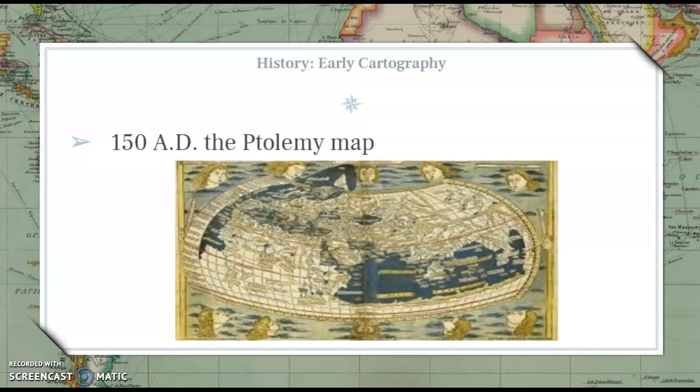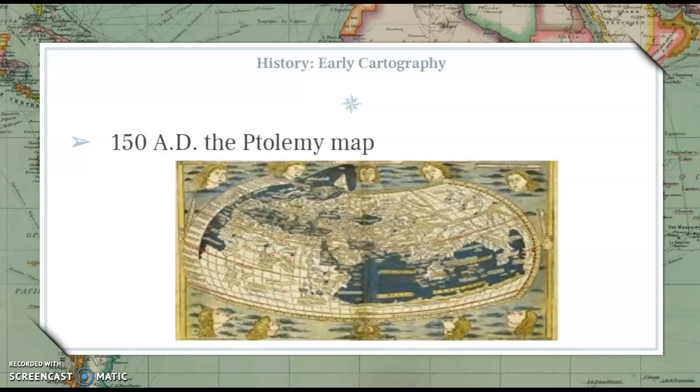Jumping ahead in time to 150 AD, this was a very important map in history because it was the first map to introduce the concept of longitude and latitude, which, if you remember from earlier in this lesson, these lines are used to locate different points or coordinates on the map to make navigation and traveling easier.